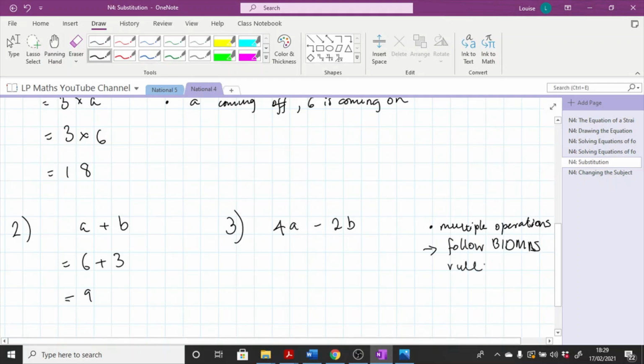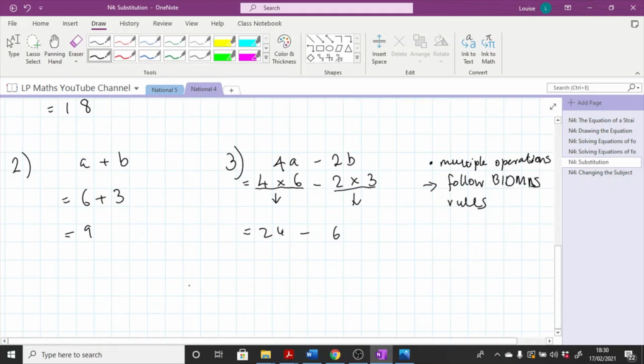So what we're going to do is our substitution first. So we know it's 4 times A. In place of A is going 6, minus 2 times, in place of B, that is 3. We're following the rules of BidMaths, so we need to do the multiplication first. That is 24. 2 times 3 is 6. We're taking them away from each other, and what we get is a final answer of 18.